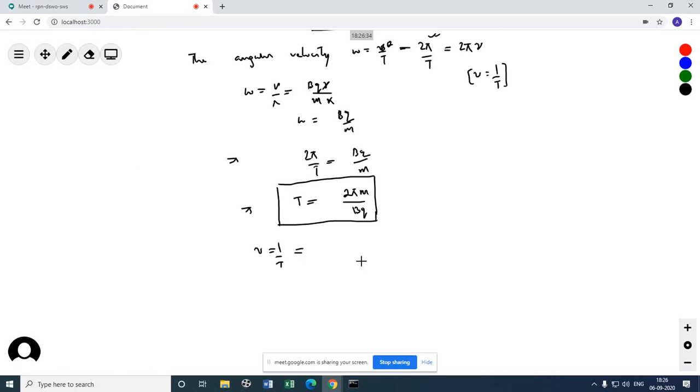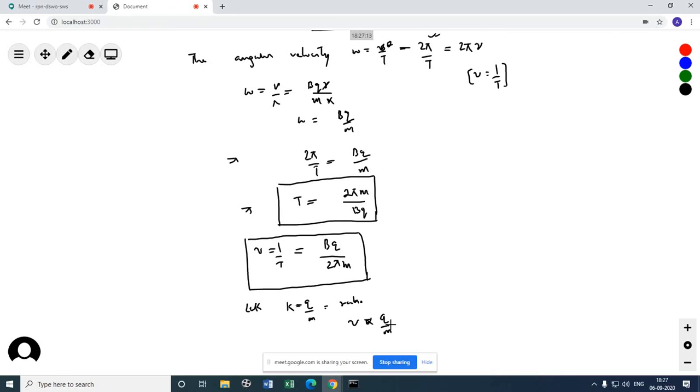Yeah, done? So frequency would be equal to 1 by T, which is bq by 2 pi m. This is the frequency of oscillation. Now you can clearly see, if the charge to mass ratio, let me make it a constant, let k equal to q by m. So frequency is directly proportional to charge to mass ratio, keeping everything constant, magnetic field being constant, 2 pi being constant.